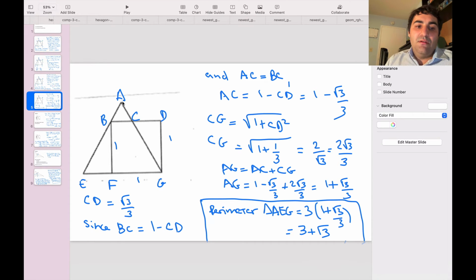So the perimeter of this triangle, since it's equilateral, is going to be 3 times the length of one side. So in other words, 3 times 1 plus square root of 3 over 3. So if we distribute and simplify, we get the perimeter of the equilateral triangle is 3 plus the square root of 3.